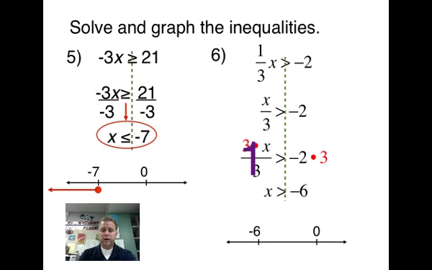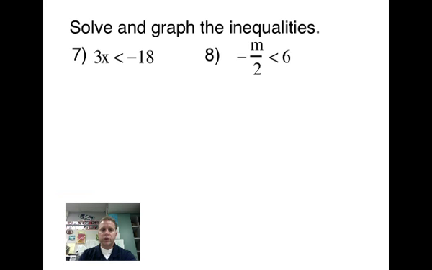So we graph it, we get our 6 and our 0, open circle because we're not including it, and it's going to the right. Would you try problems 7 and 8?